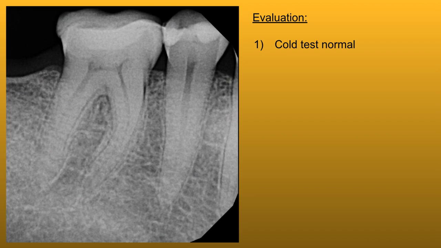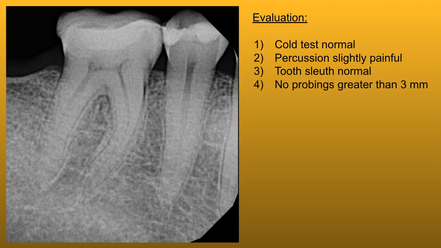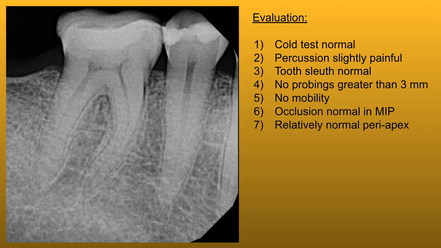We did cold testing first. That was normal. Percussion was slightly painful. The tooth sleuth was normal. There were no probings greater than 3 millimeters. There was no mobility of the tooth. The occlusion was normal in MIP. And radiographically, there was a normal peri-apex. And number 29 was normal in all of these parameters also.